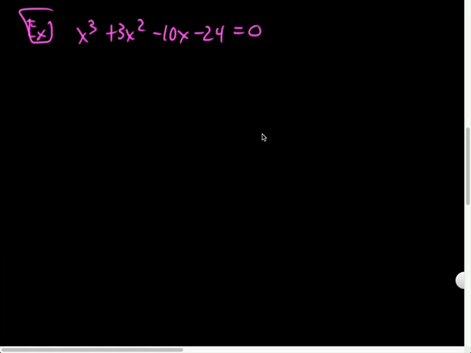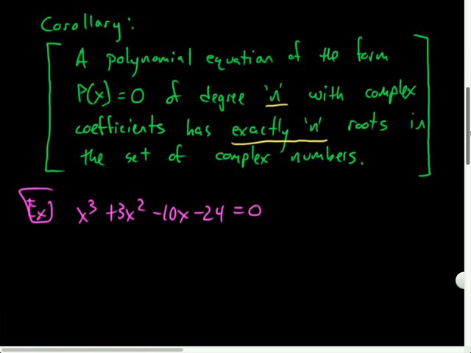So suppose I have this polynomial equation, and I want to find the roots, the zeros, the x-intercepts, right? How many does this have? 3. How do you know? Because it's the degree right there, right? And based on this corollary of the fundamental theorem of algebra, I almost said calculus, we know that it has exactly n roots in the set of complex numbers.